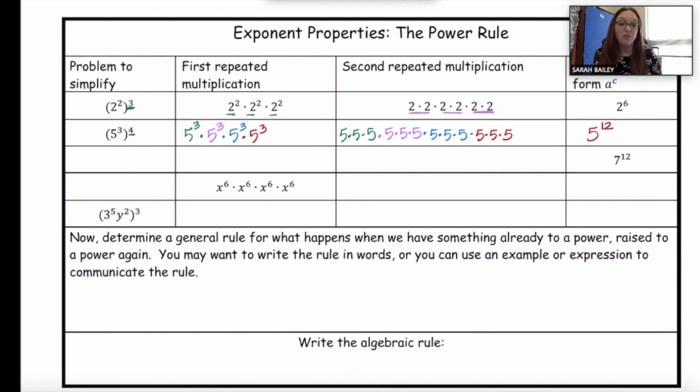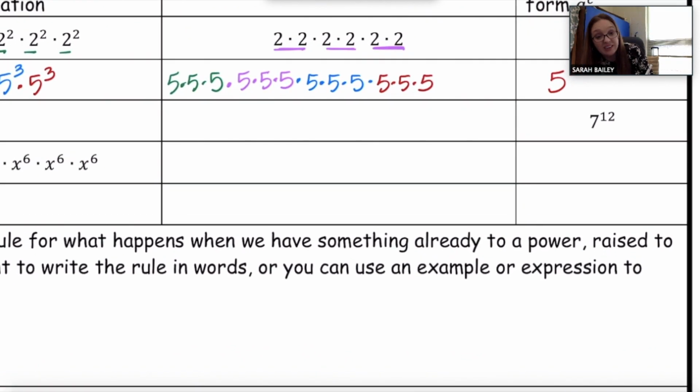Okay, you'll notice the next one is asking you to work backwards. So you have 7 to the 12th power. So one way we can do this is we can work completely backwards. So the second repeated multiplication would have been 12 sevens being multiplied together. So 1, 2, 3, 4, 5, 6, 7, 8, 9, 10, 11, 12. Okay, so there are 12 sevens being multiplied together.